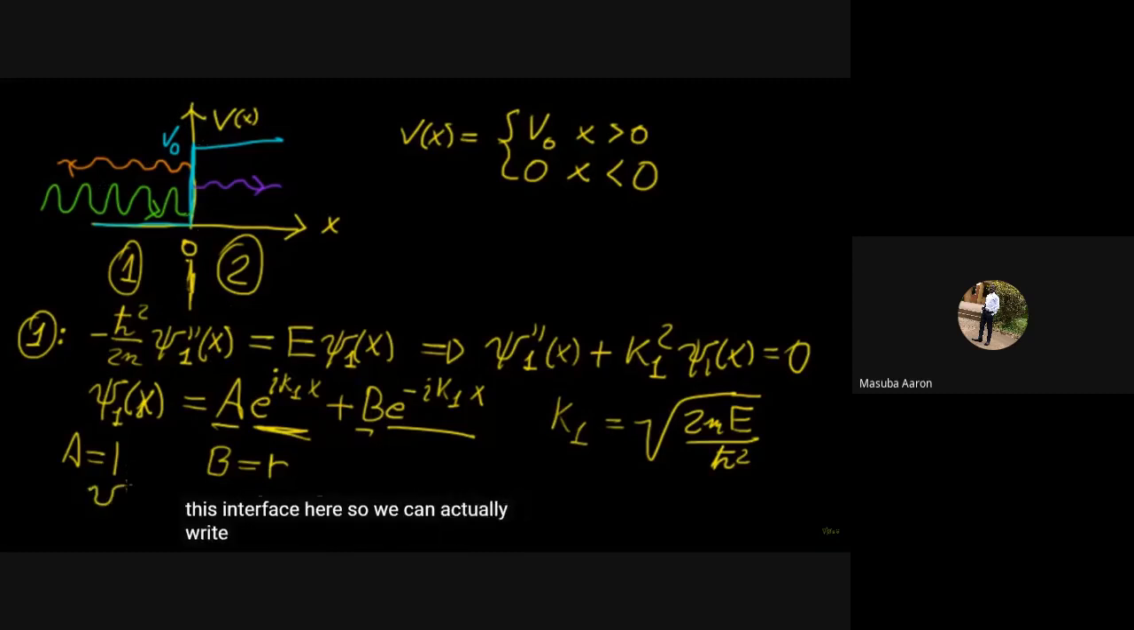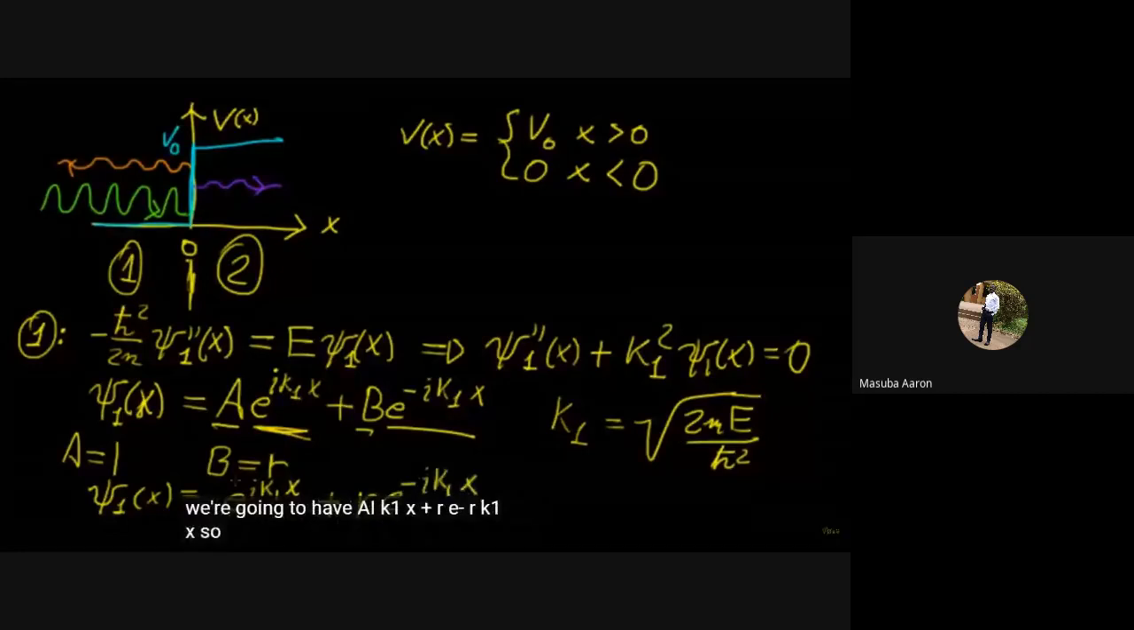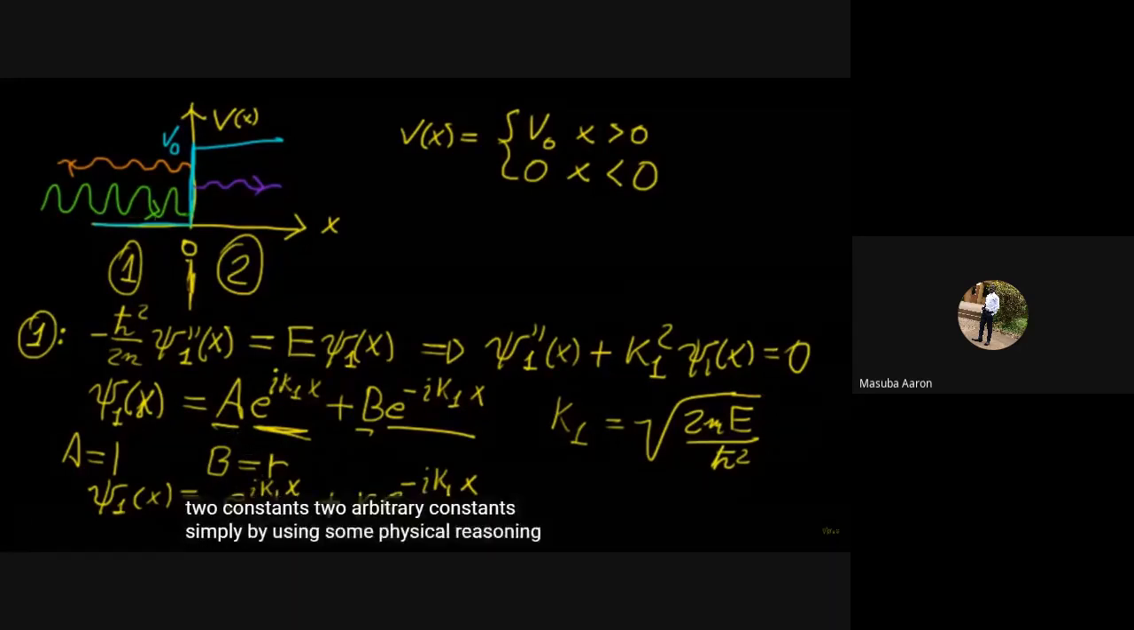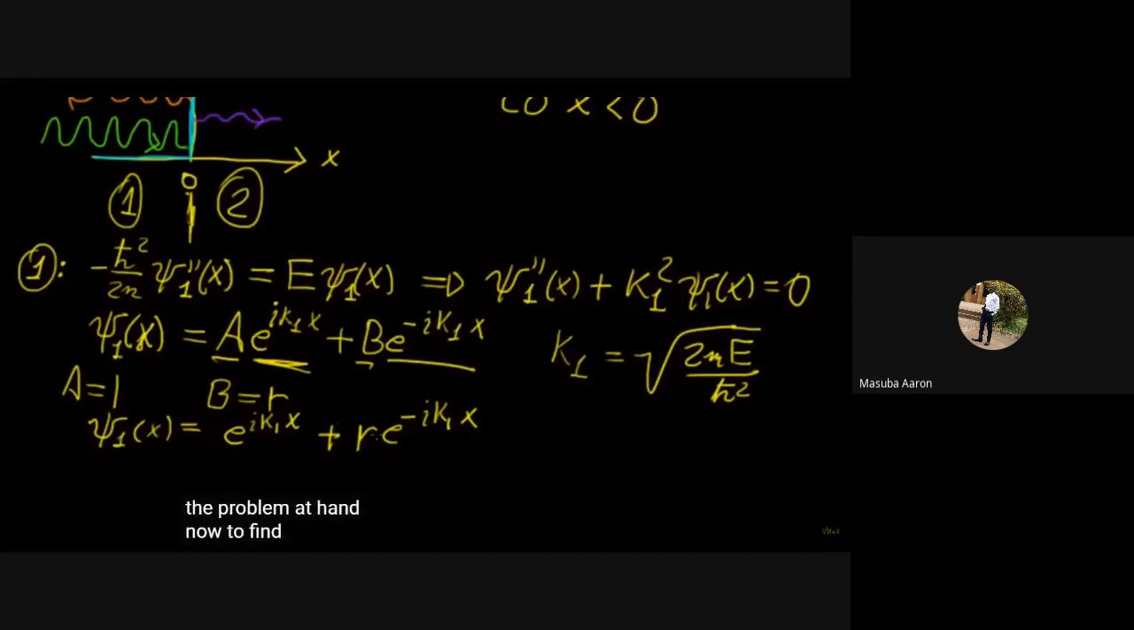So we can actually write our equation in the following form. We're going to have e^(ik1x) plus R e^(-ik1x). So that's it. We just actually found two constants, two arbitrary constants, simply by using some physical reasoning. We didn't have to apply any boundary conditions to find this. We chose it for the problem at hand. Now, to find this actual coefficient, we will need to do some more stuff.